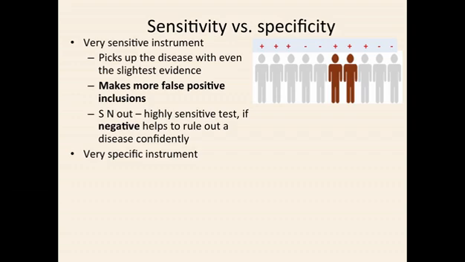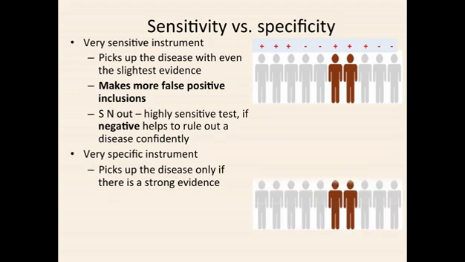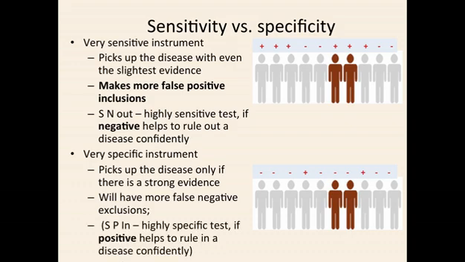On the other hand, a very specific instrument picks up the disease only if there is strong evidence for the presence of the disease. In this set of 10 subjects, a very specific instrument will show a positive result in very few, as it detects the illness only if there is convincing evidence. By doing so, it produces more false negative exclusions. The mnemonic SPIN refers to the fact that a highly specific test, if positive, helps to rule in a disease confidently.